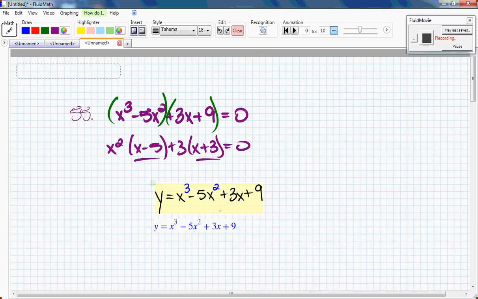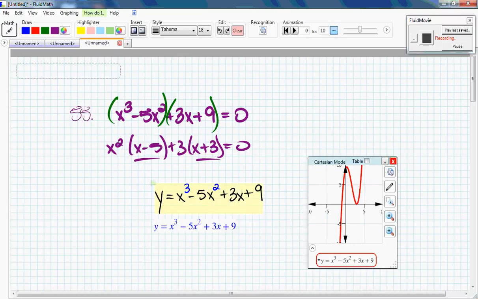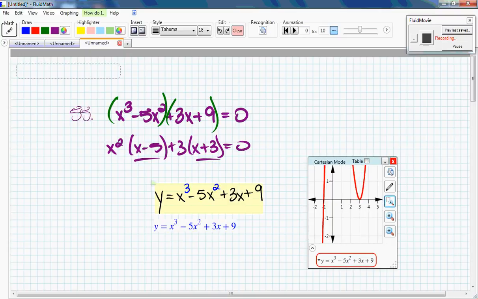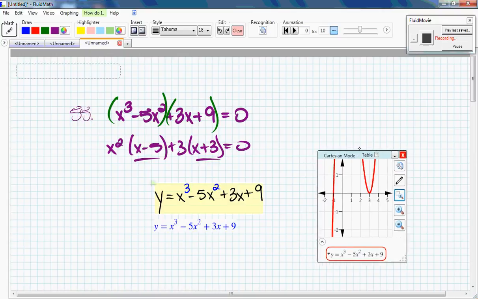Okay, so here we have this, and when we graph, what it looks like, let's zoom in. What it looks like is that we have 3 real roots. 1 is a double root. Looks like we have it at -1 here, and positive 3 is our double.